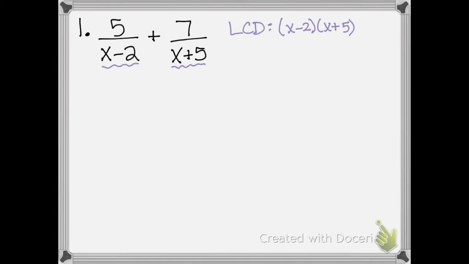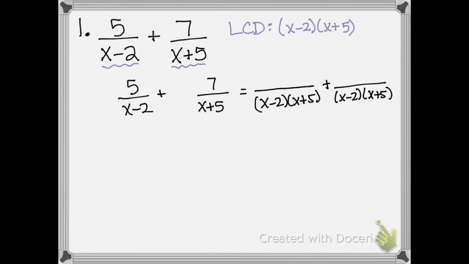So now we need to multiply so that both of our denominators are x minus 2 and x plus 5. We're going to take our fraction 5 over x minus 2. We're going to multiply by 1, which is anything divided by itself. And if you compare, we have x minus 2. We want x minus 2 times x plus 5. So we're missing the x plus 5. So I'm going to multiply by x plus 5 over itself, which is just 1. The bottom is going to become x minus 2 times x plus 5.